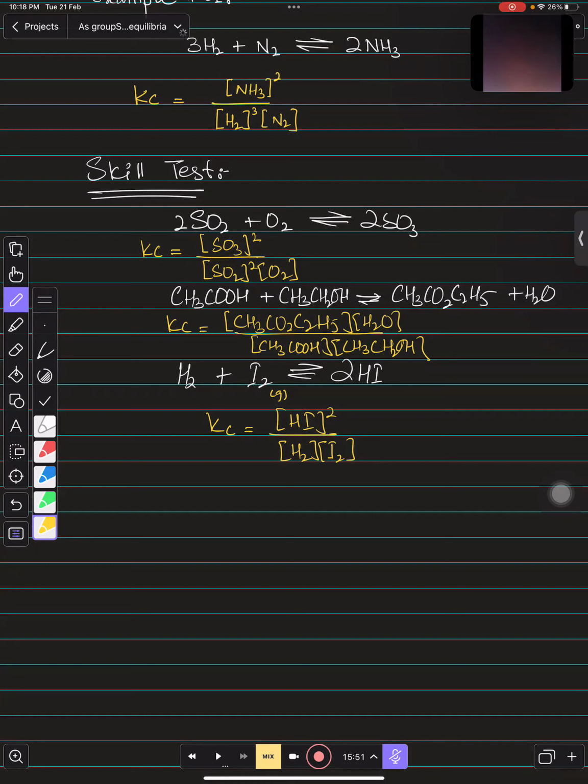And if you want to know the reason for this, you need to remember that the concentration of solids is always constant, right? So remember this, that solids are not part of equilibrium expressions or Kc expressions, right? Because the concentrations of solids are always fixed. They are always fixed, constant.